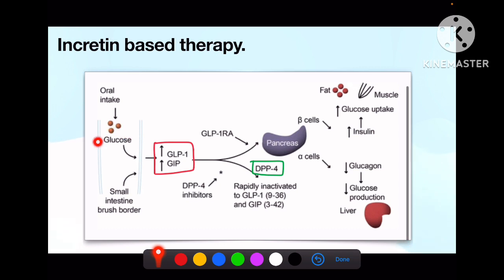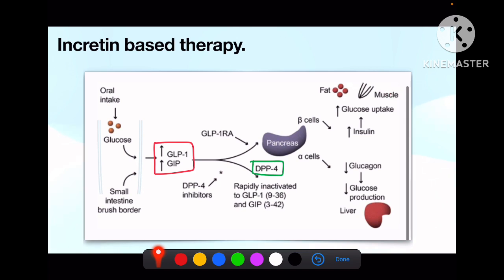When it is broken down to glucose, our small intestine brush border will absorb it, right? Then when the glucose is absorbed through our brush border, the gut will synthesize and release two hormones. We call them GLP-1 and GIP. When these are released, they have an impact on your pancreas. From the pancreas, they will stimulate your beta cells to produce insulin. When the insulin is produced, glucose uptake will be high in your fatty tissues and muscle.